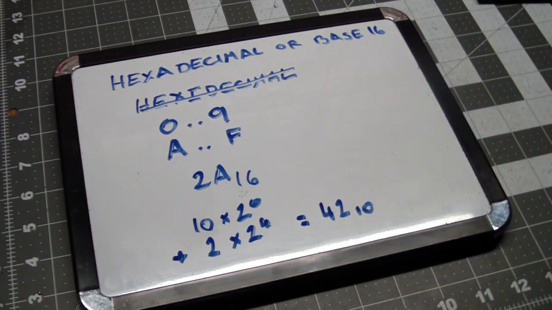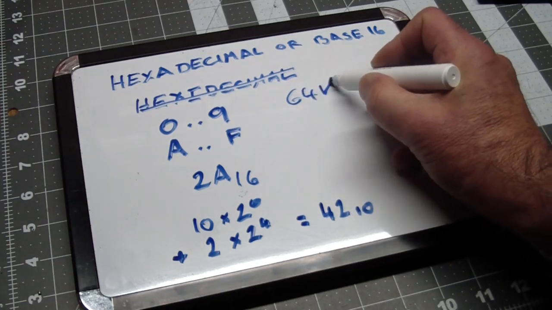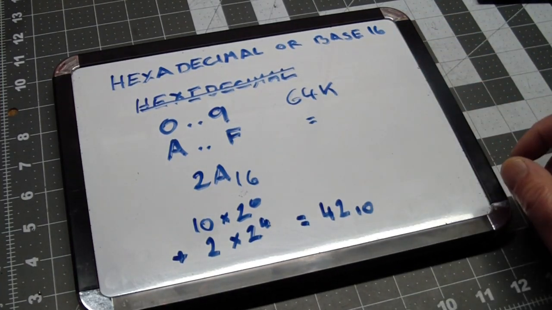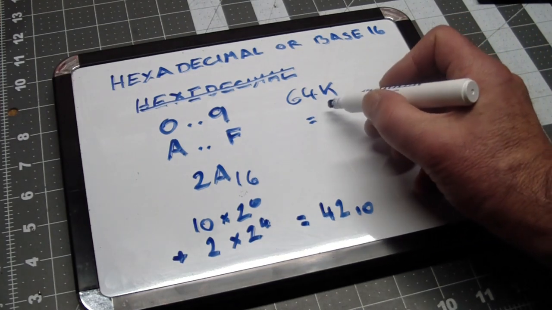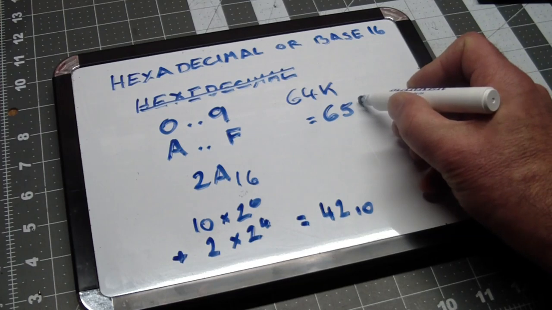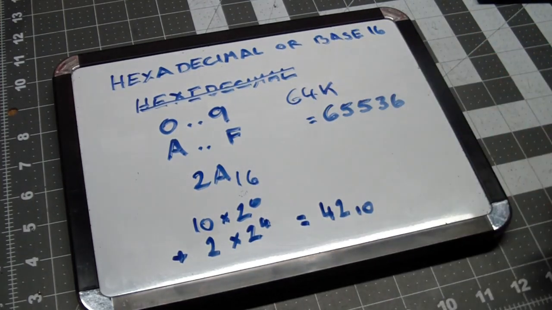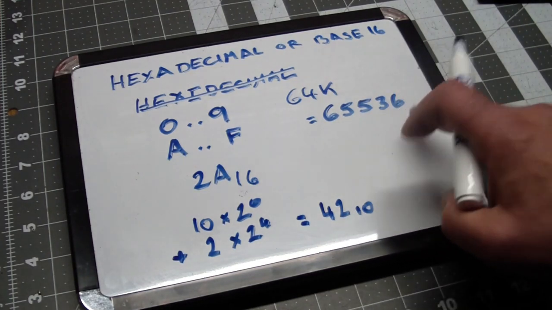The problem is that with decimal, it's not very intuitive. 64K, which really is a misnomer, 64K of memory is, in decimal, 65536. So 64K of memory is 65,536 bytes.